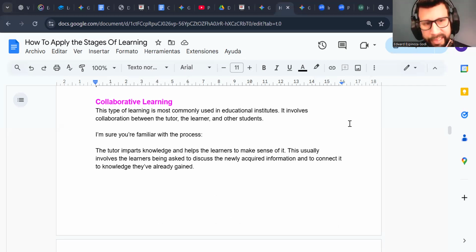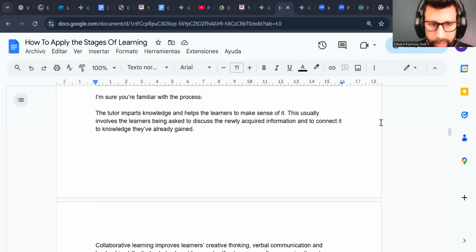Collaborative learning, which is the second one. This type of learning is the most commonly used in educational institutes like ours. It involves the collaboration between the tutor, teacher, learner, and other students. I'm sure you're familiar with this process. The tutor, teacher, imparts knowledge and helps the learners to make sense of it. This usually involves the learners being asked to discuss newly acquired information and to connect it to knowledge they've already gained.